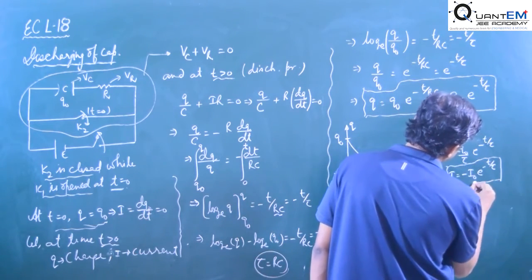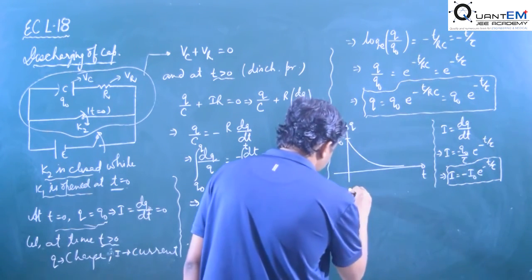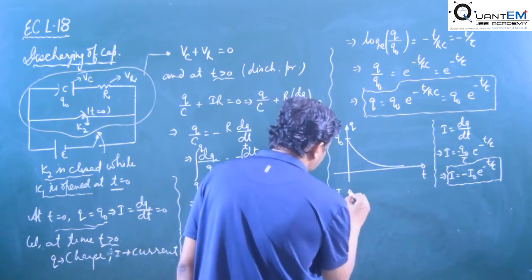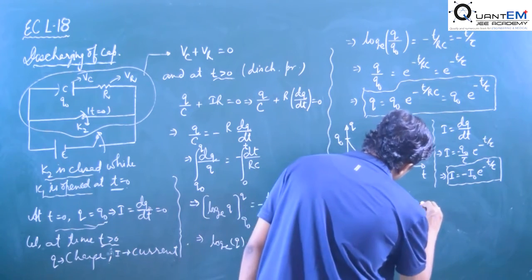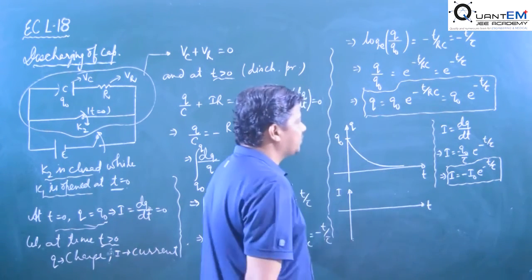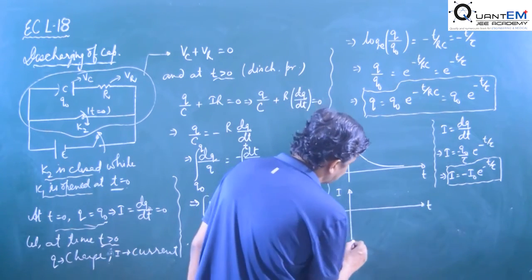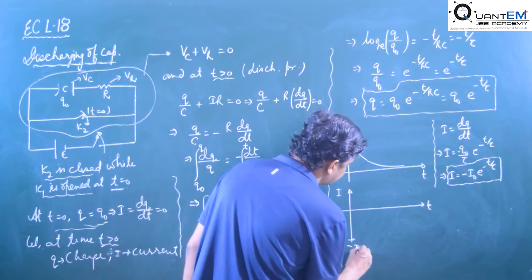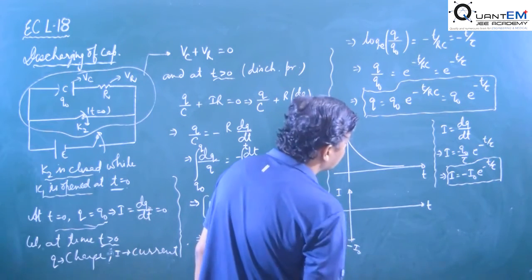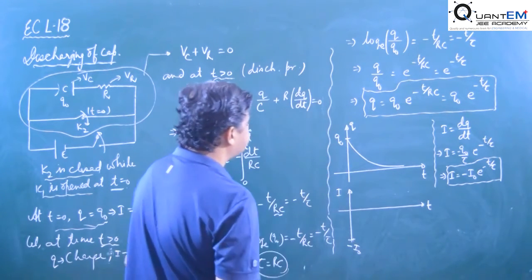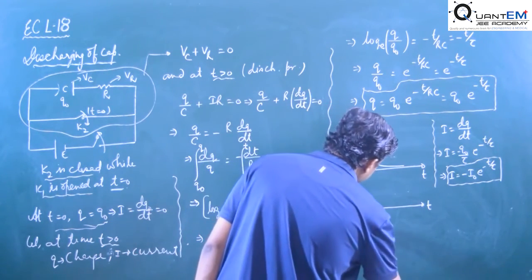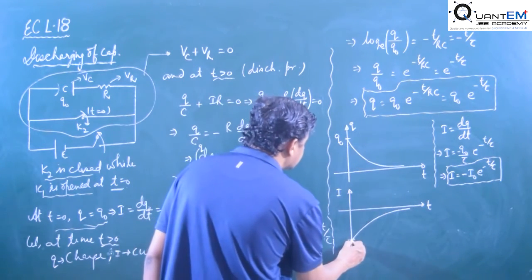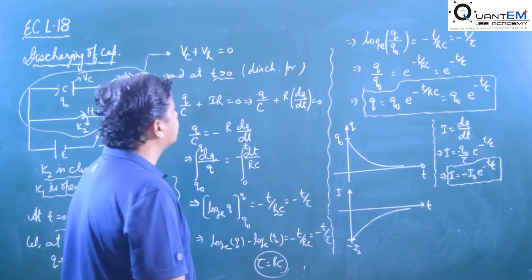It is a question for homework. You have to draw the IT graph for the question. See, at time t is equal to 0, current here is what? Maximum. It is minus I naught. Okay. It is the current time graph.